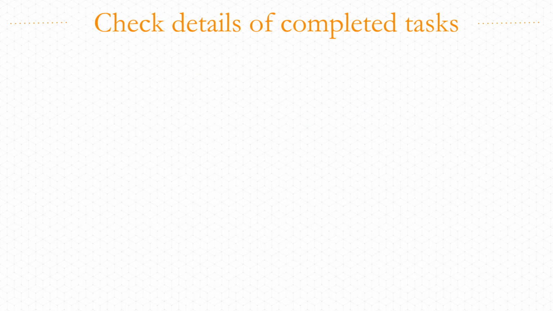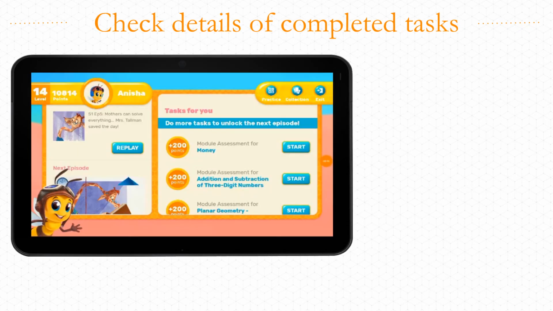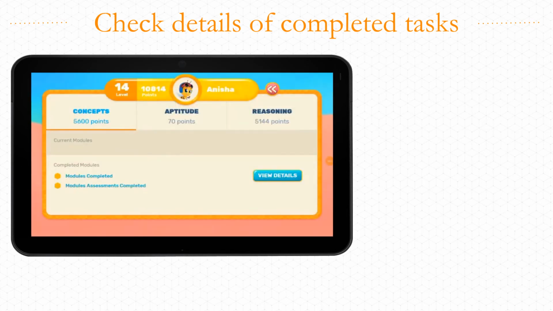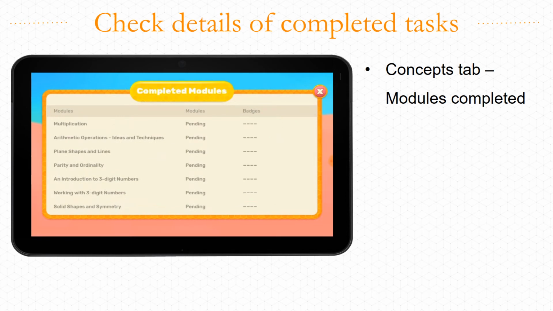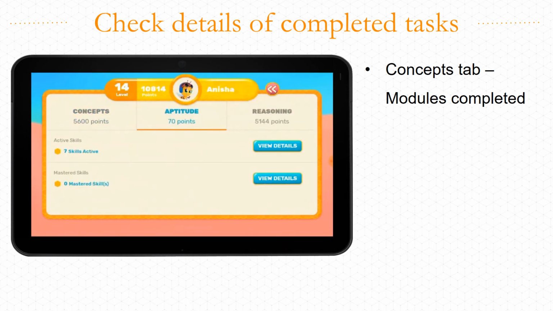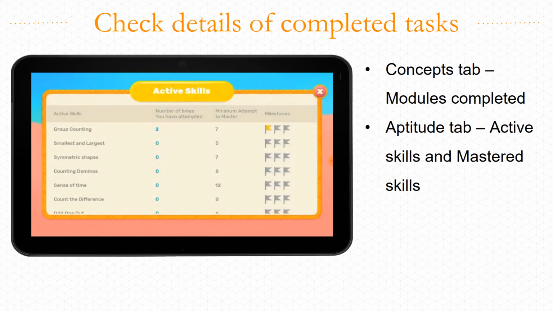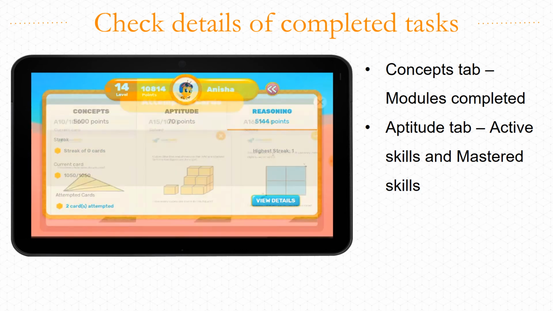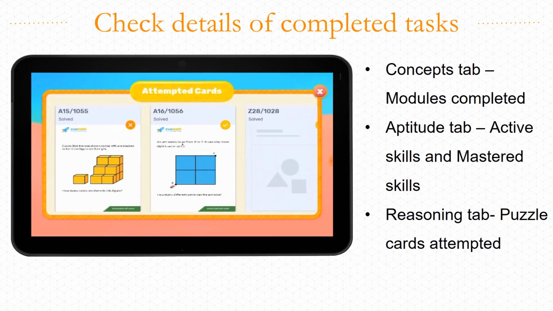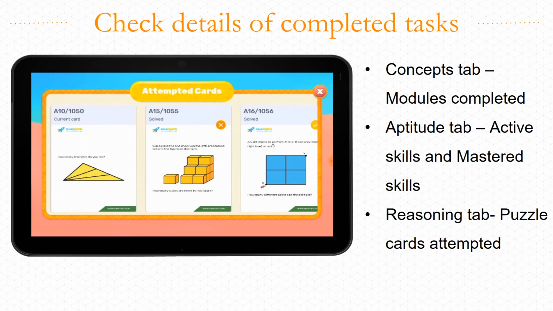To know the current level of the student along with points earned in details, click on the top left corner tab. This will give a detailed list of the points earned in concepts, aptitude and reasoning separately. You can view in details all the modules completed by the student within the concept tab. Similarly, within the aptitude tab, details of all the skills that the student has mastered along with all the skills which he is working on can be viewed. The reasoning tab will show details of all the puzzle cards attempted by the student.